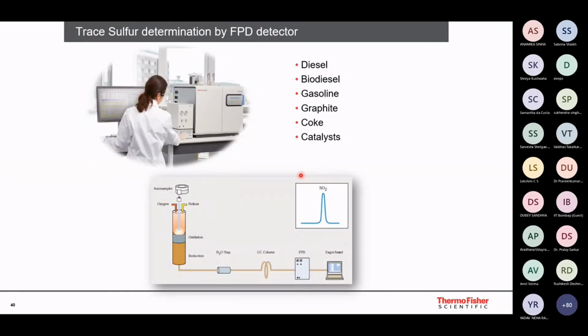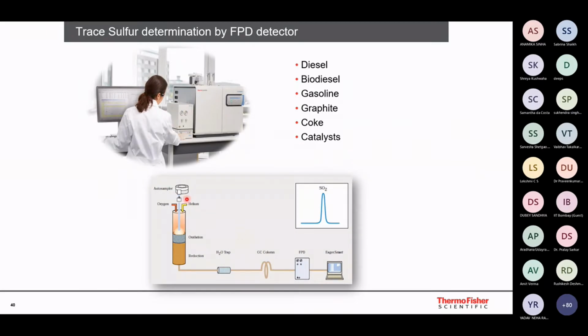Previously, we also discussed the trace sulfur analysis FPD detector. The FPD detector is outside the instrument. See here, that is called the FPD detector. This is our Flash Smart, and it is outside the instrument. We call that the external detector. The internal detector is the TCD detector, and the external detector is the FPD detector.